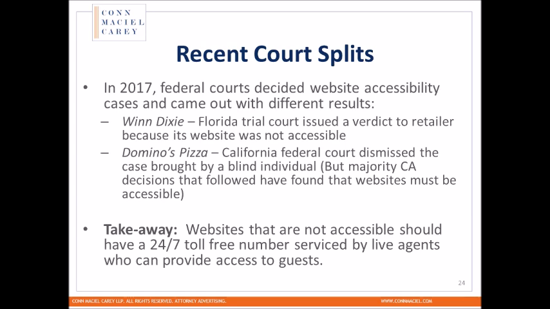So one thing to take away is that if you're not able to make your website accessible, try to have, at a minimum, a toll-free number that's serviced by live agents who can provide access to guests. It's not a perfect solution, and it's not going to be a complete defense to liability, but it certainly goes a long way, and I think it helps make a good faith argument to the plaintiff's lawyer that this is a challenging issue, and it's not easy to make websites accessible, but you're willing to find other alternative ways to make sure that the customer has an opportunity to get the information.